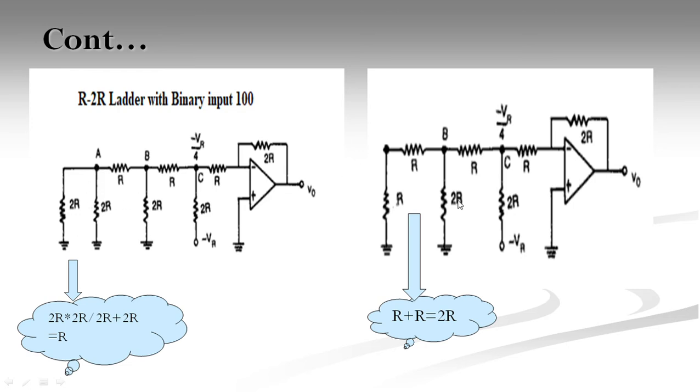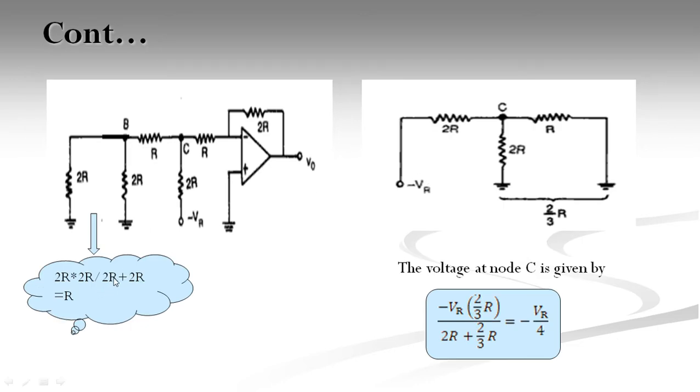In the right hand side of the figure, this 2R resistor has been reduced to the resistor R. Again, this R and R are in series, so I combine these two resistors, R plus R, and we get 2R. Again, this 2R resistor and the 2R resistor at node B are in parallel, and these two parallel resistors combine to form a resistor R. Again, R and R in series give a value of 2R. The figure on the right side shows that we have used network analysis and reduced the network, where at node C we have a resistor 2R.